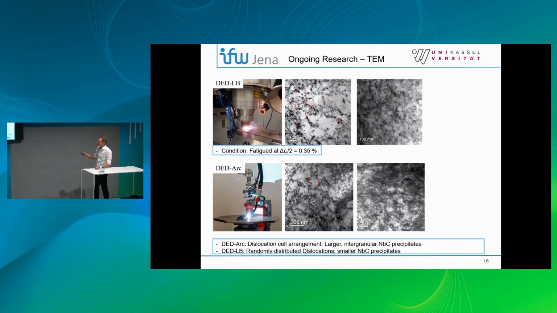And we see that they seem to have an impact on the overall dislocation mobility. Because in the DAD-LB condition, we see that the relatively smaller niobium carbides seem to hinder the dislocation mobility, which is much higher in the DAD-ARC material, and therefore we see such a typical arrangement of the dislocations in cellular arrays. But here, further research is necessary regarding the other highest strain amplitudes and also the initial state.